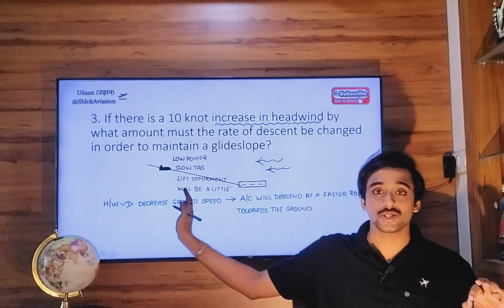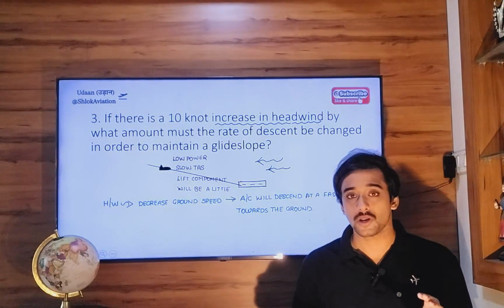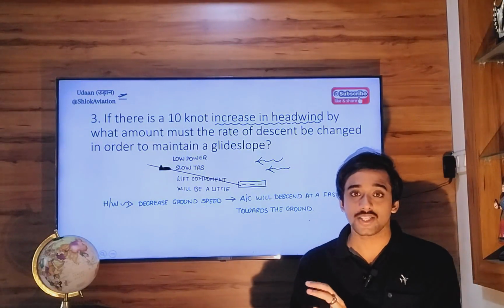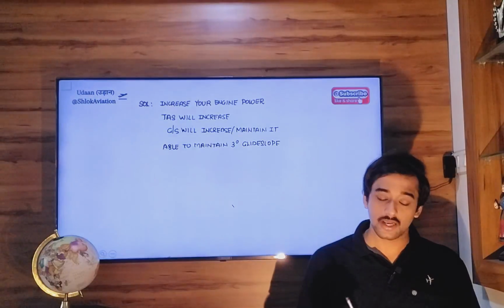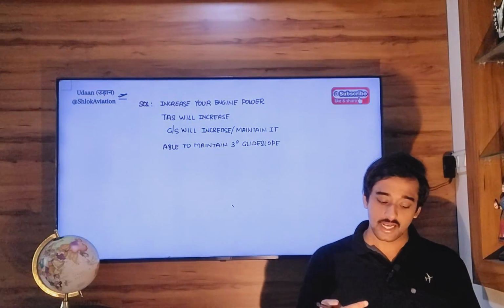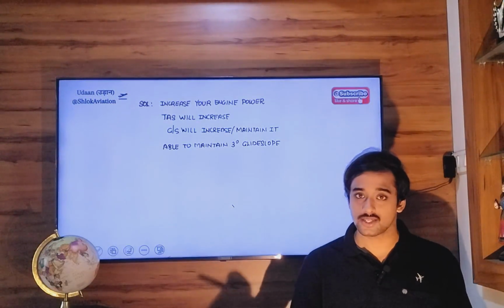Okay, you will undershoot the runway because the increase in headwind component results in an increase in rate of descent. So the solution will be to increase your engine power. TAS will increase, ground speed will increase, you will be able to maintain your 3-degree glide slope.